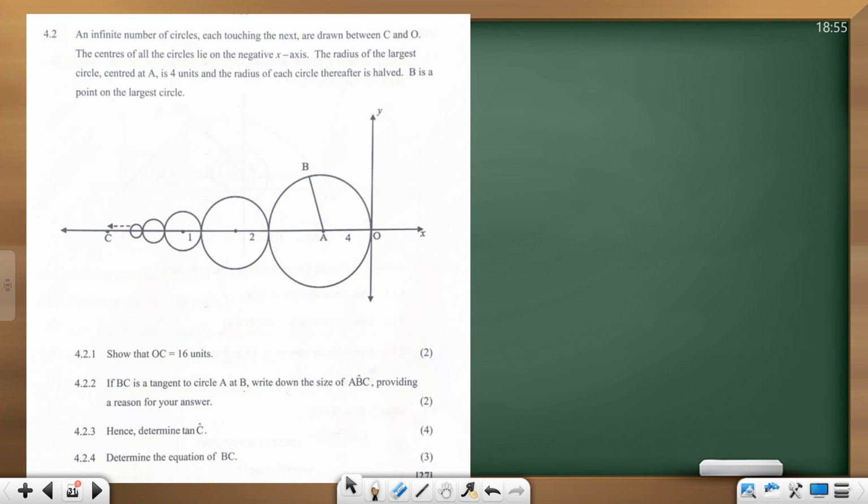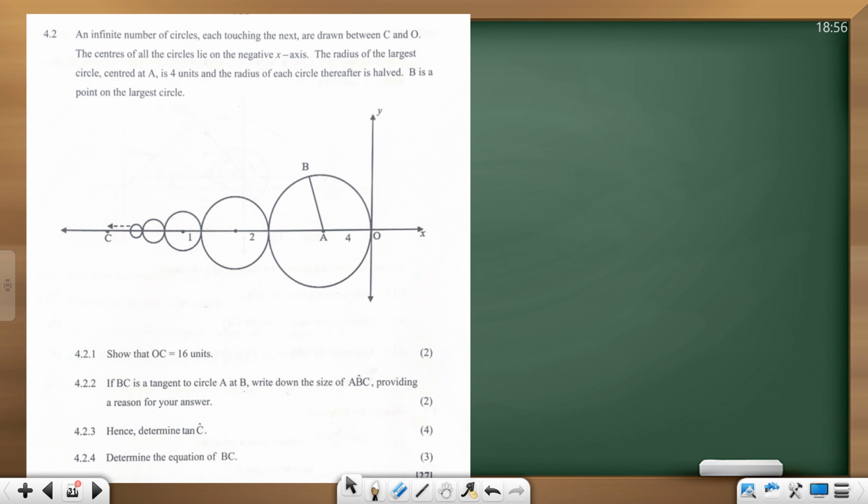An infinite number of circles, each touching each other, are drawn from between C and O. All right, the centers of all the circles lie on the negative x-axis. The radius of the largest circle, center at A, is 4 units, okay? And the radius of each circle thereafter is halved, right? B is the largest of all the circles, okay? Is it making sense? As you move down, it's now halved. Show that OC is 16, so it's the length of the whole thing. And it's an infinite, they bring in number patterns, sum to infinity.